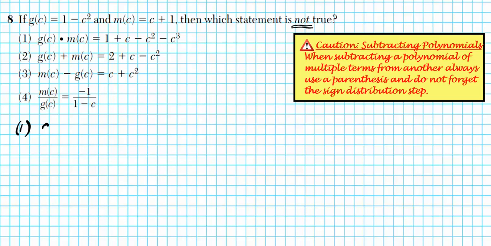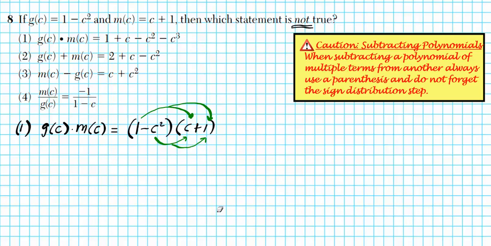Option 1, we have the product of the two functions, g of c times m of c. So we're just going to multiply these two, okay? So g of c is 1 minus c squared, and m of c is c plus 1. So we're just going to follow this out since we're multiplying two binomials. So first, outer, inner, last. Okay, that's how you expand the product of two binomials. It just helps you stay organized.